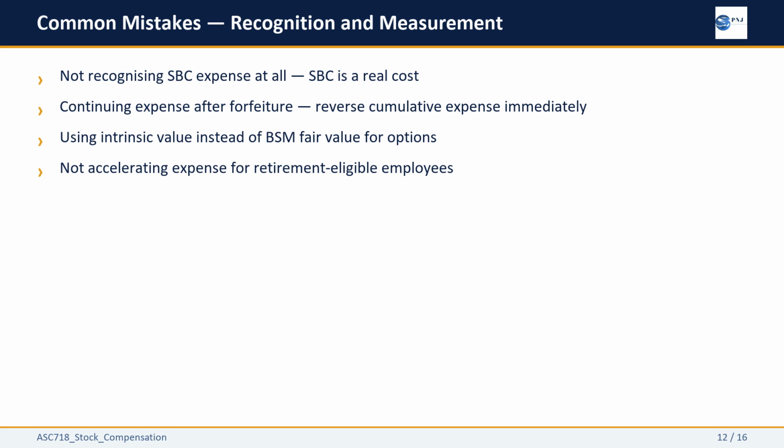Third, using intrinsic value rather than the BSM or Monte Carlo fair value for options. At-the-money options have zero intrinsic value but significant time value. Intrinsic value alone dramatically understates the cost. And fourth, failing to accelerate expense to the retirement-eligible date when the employee could retire before the end of the nominal vesting period.